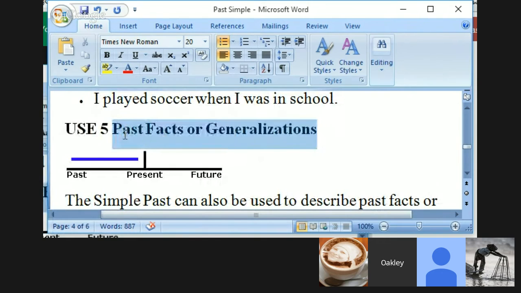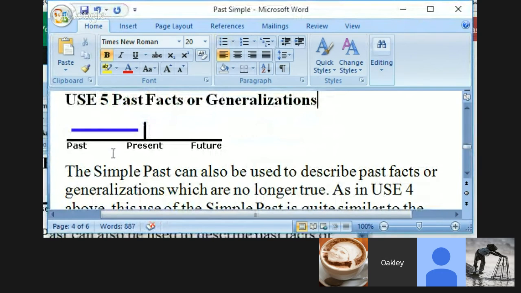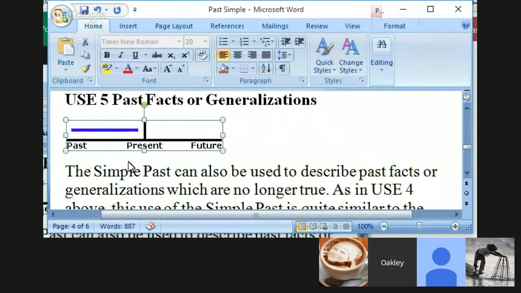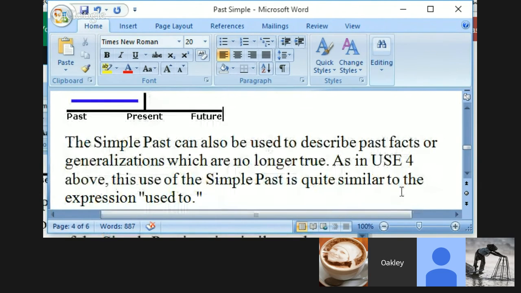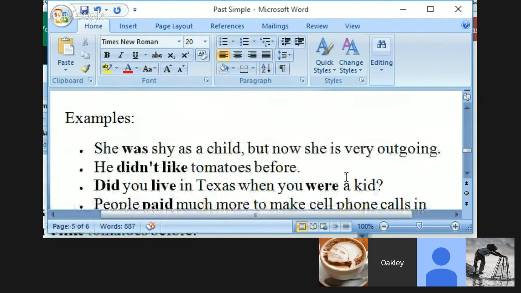Okay. Use number 5, another common use, is to talk about past facts or generalizations, which, by the way, are no longer true. Notice the diagram, the blue line: the fact is not a fact anymore. It ends before the present. It's another use of the simple past, very close to what we just did. So also, you're going to be using phrases or time words to clarify it.